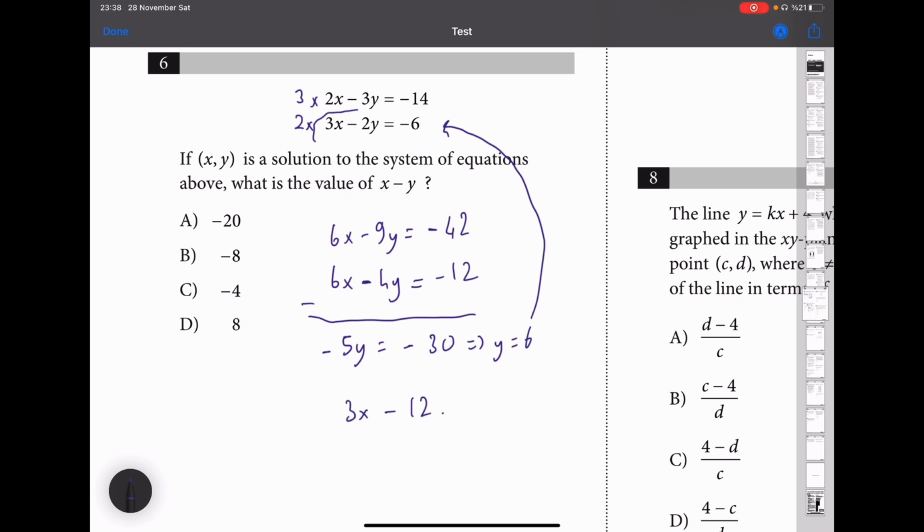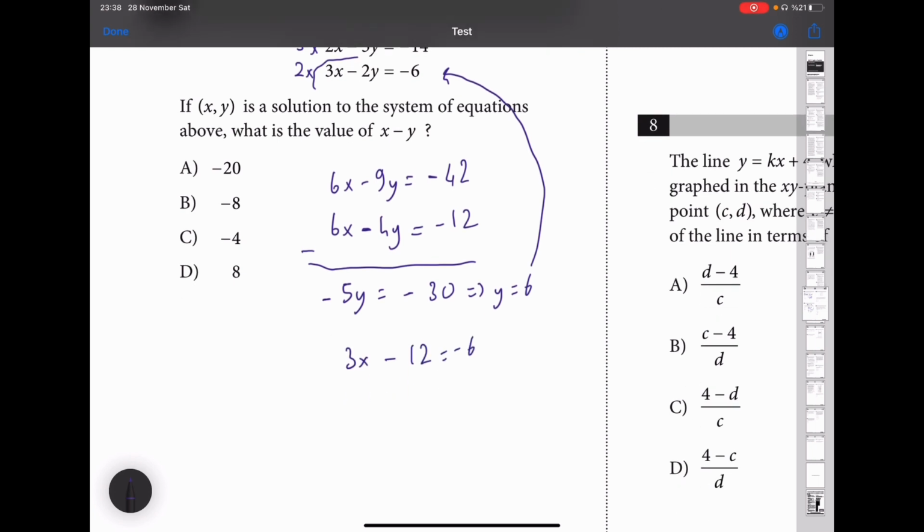Let's substitute it into here. 3x minus 12 is minus 6. 3x equals 6. X is 2. So x minus y is 2 minus 6 equals minus 4.